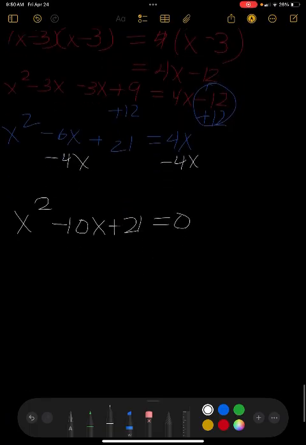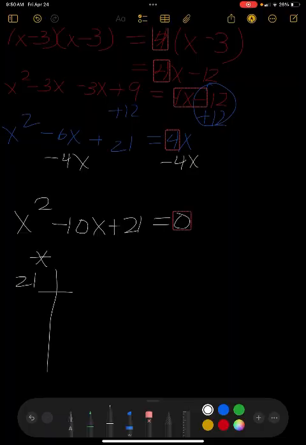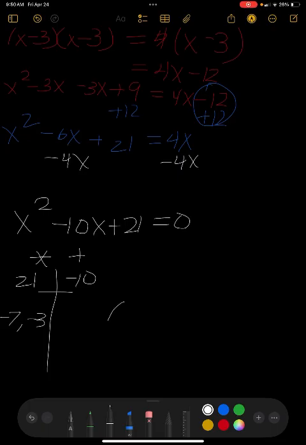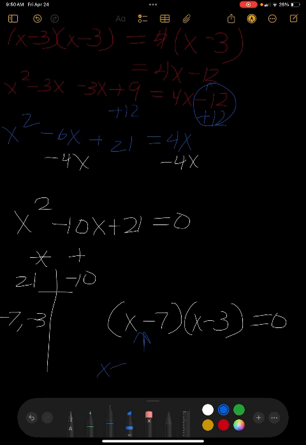Whew. All right, now we can try to factor. Let's see, 2 things that multiply to 21 that add to negative 10. Let's see, 7 and 3. If we make them both negative, we get positive 21 and negative 10. So this factors into x minus 7 and x minus 3 equals 0. X equals 7 will work for that one, and x equals 3 will work for this one.